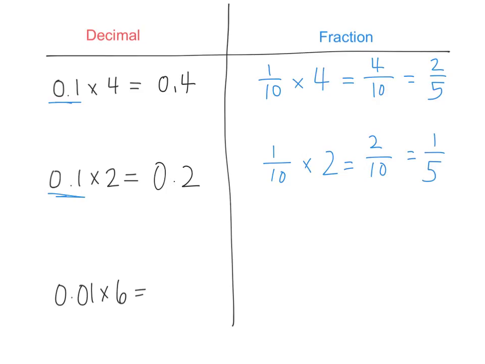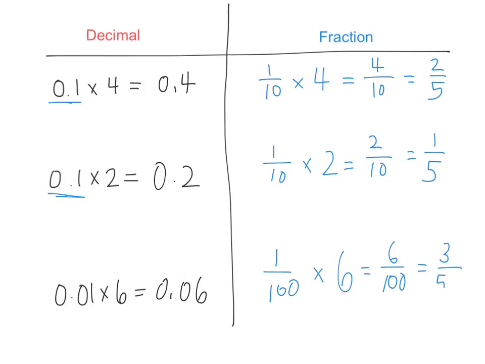Let's try this one. 0.01 times 6. I have 6 copies of 1/100th. So how many hundredths do I have? 6 hundredths. So how do I write that in decimal form? 0.06, good. Now, let's write that using fractions. If I have 0.01, how do I write that as a fraction? 1 over 100. And then how many copies of it am I making? 6. Does that equal 6 over 100? Yeah. Now how can I simplify that? You can make it 3/50. 3/50. Good.